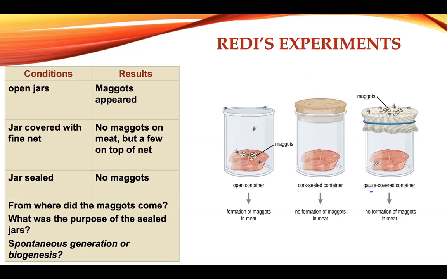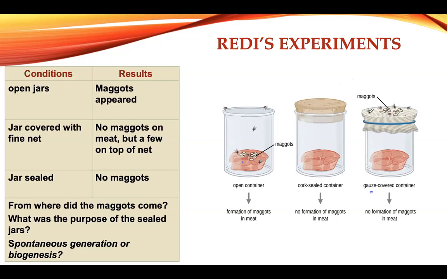And over here, 2 containers were covered with gauze, so the flies could come all the way up to the gauze. They could get the smell. The smell of the meat actually attracted the flies, so because of that smell, all the flies came up to the gauze. They were waiting and sitting. While sitting, they laid eggs, and we can see maggots on top of the gauze, not on the meat.